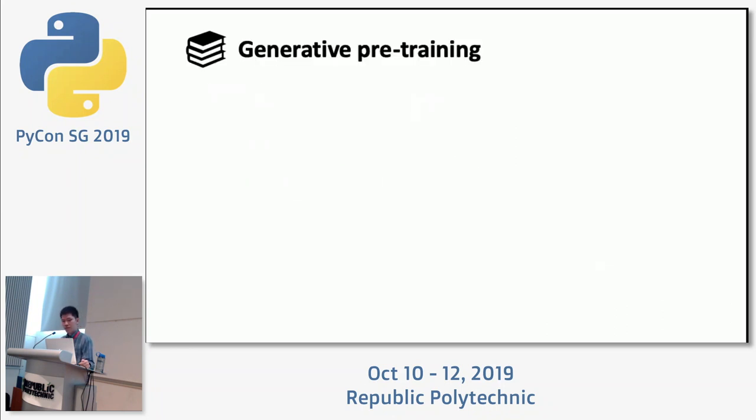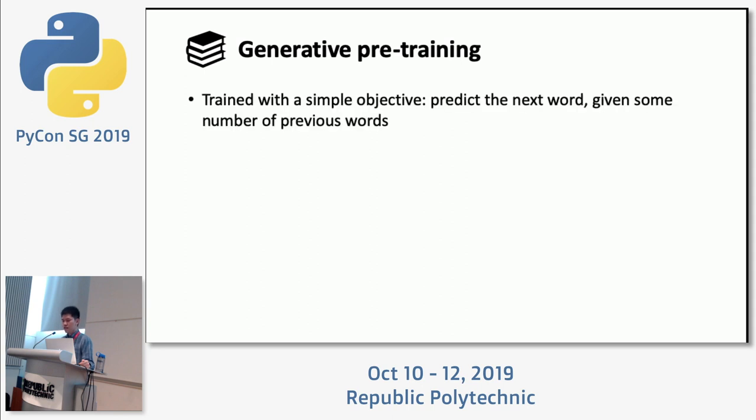So first, we have generative pre-training. That is where the name of the model, GPT-2, comes from. So the number 2 refers to an improvement over the original GPT model. So it is trained on a simple objective to predict the next word given some number of previous words. So this is exactly the n-gram model problem we saw earlier. So because of this simple objective, all that is needed to train the model is large quantities of text. Also, the nature of this objective means that this is considered a form of unsupervised learning since the data is unlabeled.